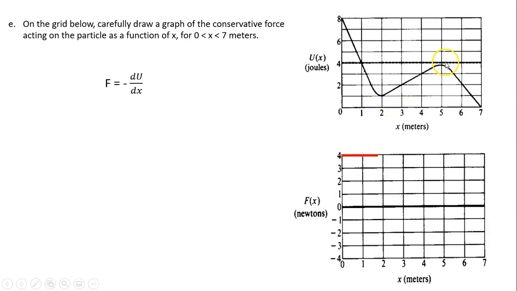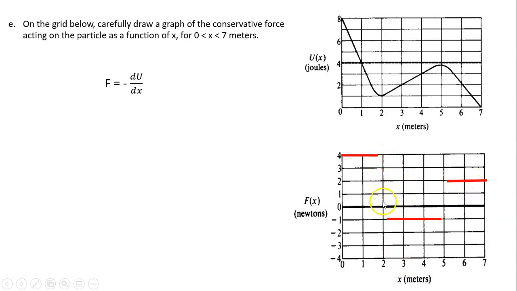Next, between 2 and 5, the slope in the U(x) graph is positive 1. That gives us the force has to be negative 1 because, again, force is the negative of slope. That holds from a little bit over 2 to a little bit less than 5. So again, at x equals 5, the force should be 0 over here. From 5 to 7, the slope is negative 2. That gives us the conservative force should be positive 2, from a little bit over 5 to 7.